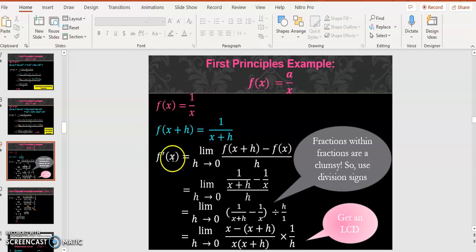Now, this formula will be given to us in the formula sheet, so there's no need for you to worry about it. If you know it, it's fine. So if you check this formula, you have f of x plus h. So first we need to find that one. So you write your f of x plus h, which is this one. How did we get it?